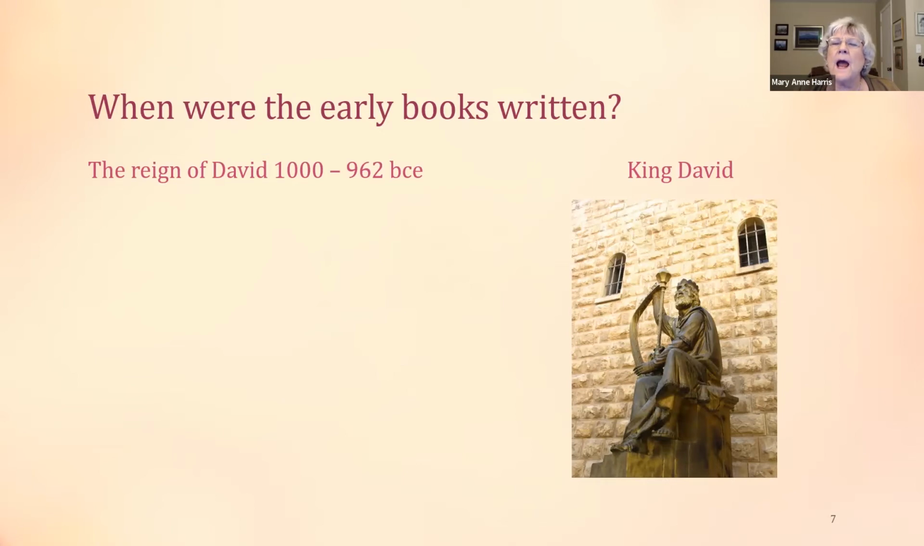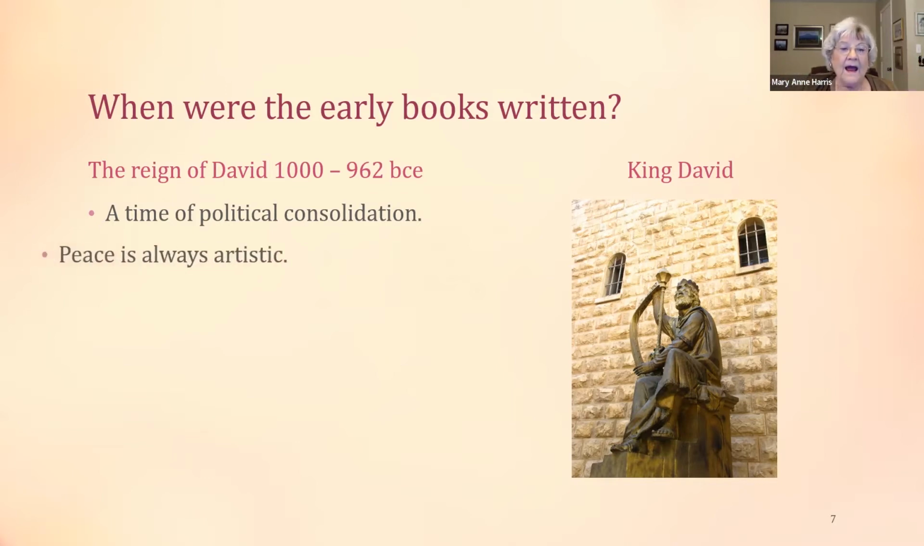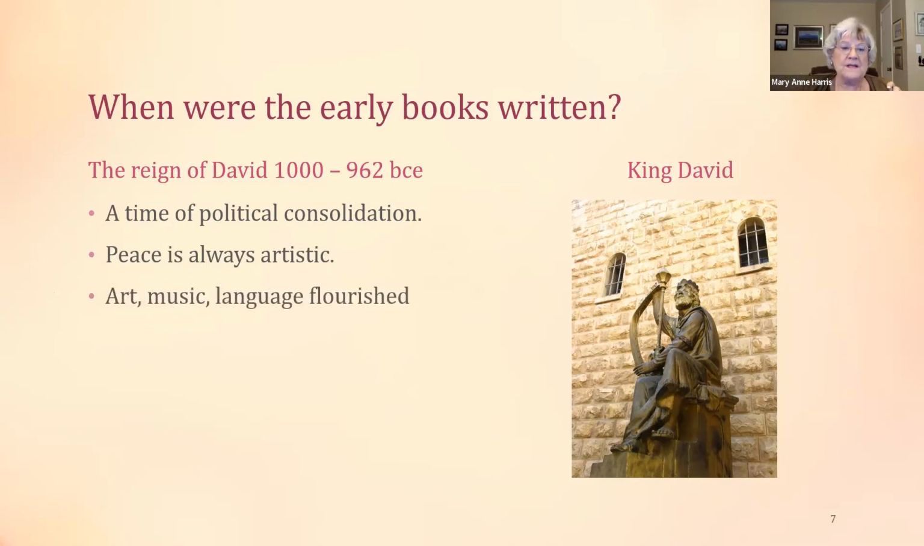Why do we think it happened then? Because what David did, or the David character, there was a consolidation of political power. In other words, there was a time of peace. And whether you know it or not, peace is always artistic. Peace is a time when the arts flourish. So we see art, music, language flourish during this time of political rest instead of political unrest.